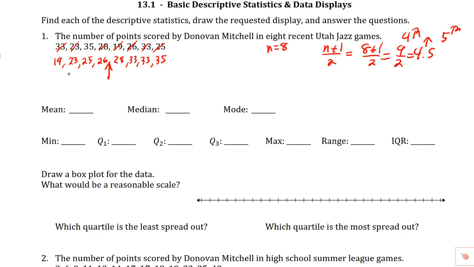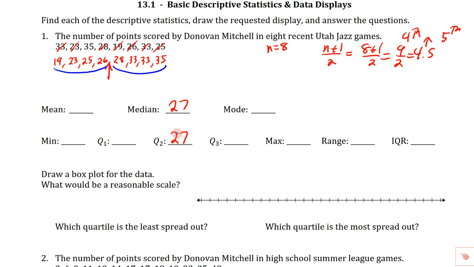Now, if you take a look here, I've got 4 pieces of data over here, and I've got 4 pieces of data over here. So you can see that would be the exact middle of that. But again, on this one, it's not a number that's actually in the data set. It's in between the two of these. So again, we just average the two of those. We add them up and divide by 2. Or you can probably just think, what would be right in the middle of 26 and 28? That would be 27. So 27 would be the median, which of course would be Q2 also. So we'll just have the two of those.